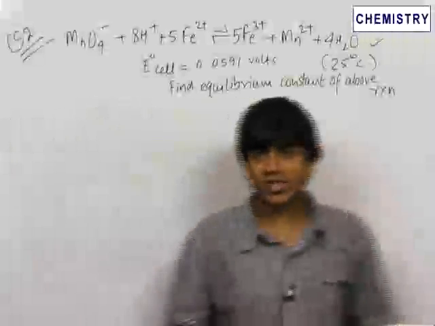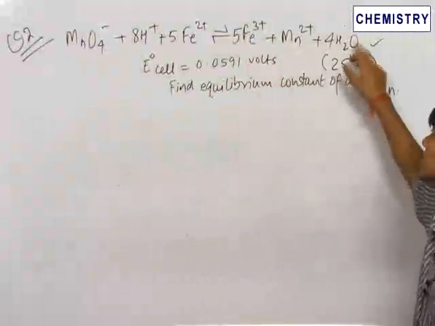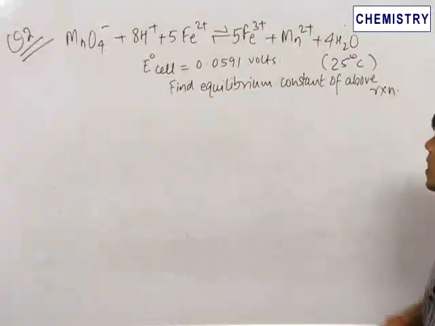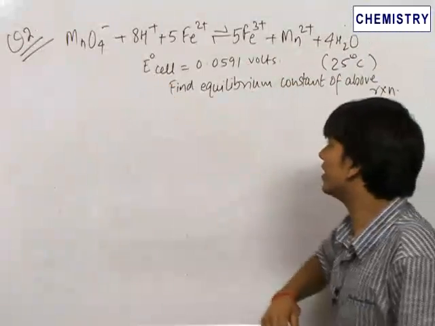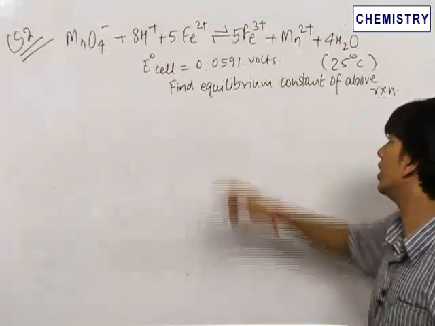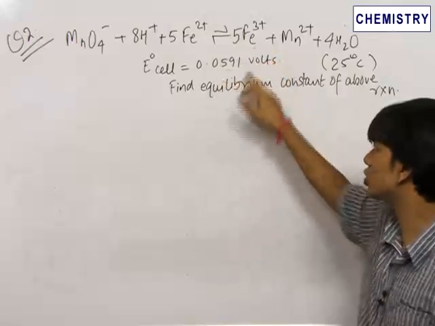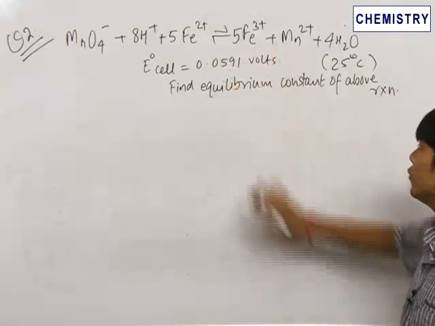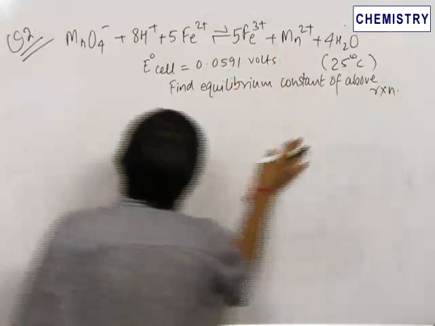The second question that we have is another important question. We have been given this redox equation at 25 degrees Celsius. E naught cell, that is the standard potential of this cell, is given to be 0.0591 volts. We need to find out the equilibrium constant of the above reaction.